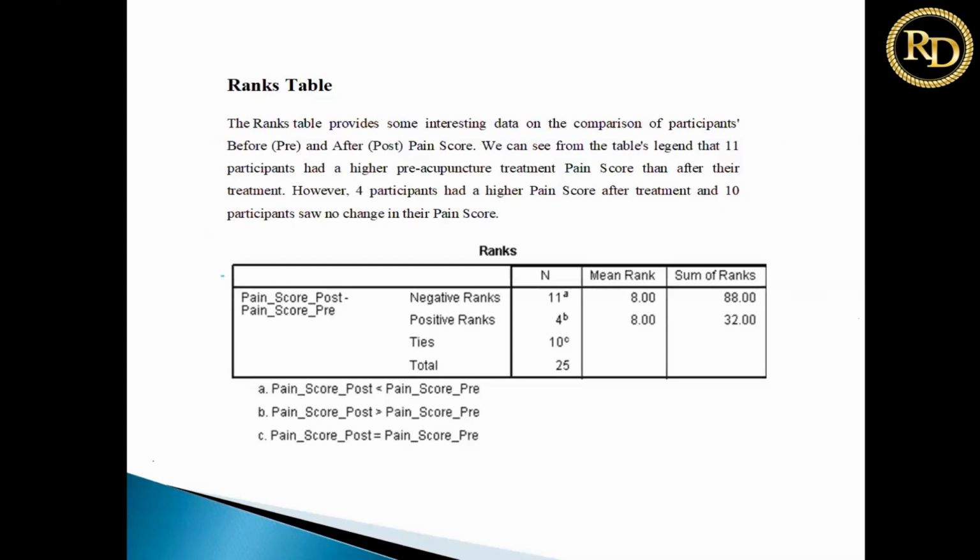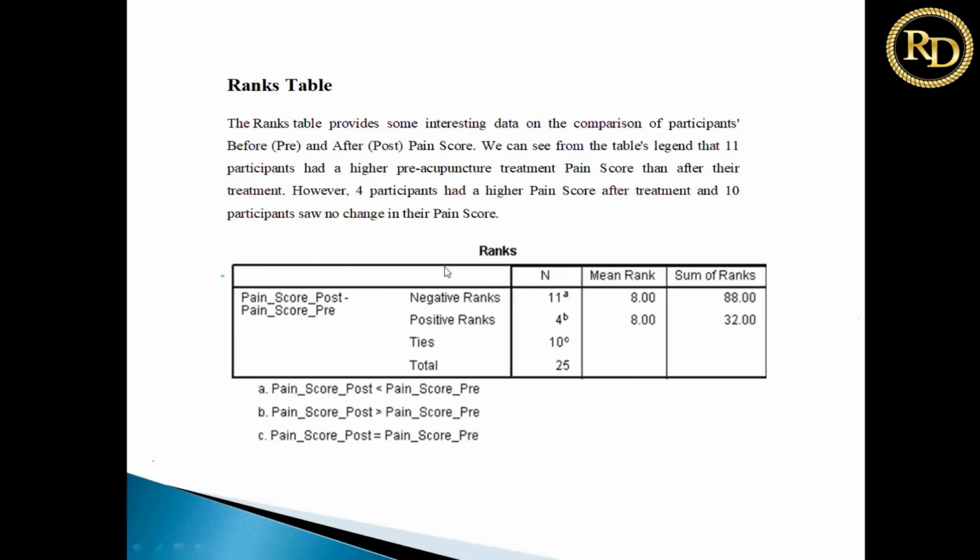Now we calculate the ranks. So here we say that the negative ranks are 11 and positive ranks are 4. Mean ranks are 8 and 8, and sum of ranks are 88 and 32 for the pain score post and pain score pre the test. And ties, there are ties. It means the difference will be 0. There are 10 ties in the data, and total are 25.